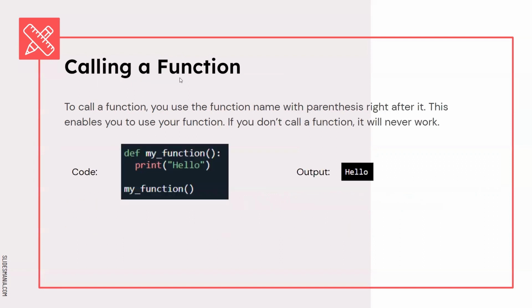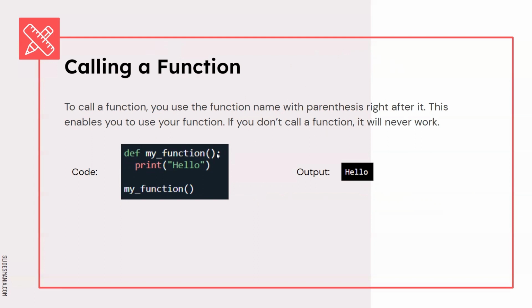So, calling a function. Now you created your function, but how do you call it? Because if you create your function, it's not going to do anything. It'll add no use to the code. You have to call your function to actually have that function work in your program. So to call a function, you use the function name with parentheses right after it. This enables you to use your function. If you don't call a function, it'll never work.